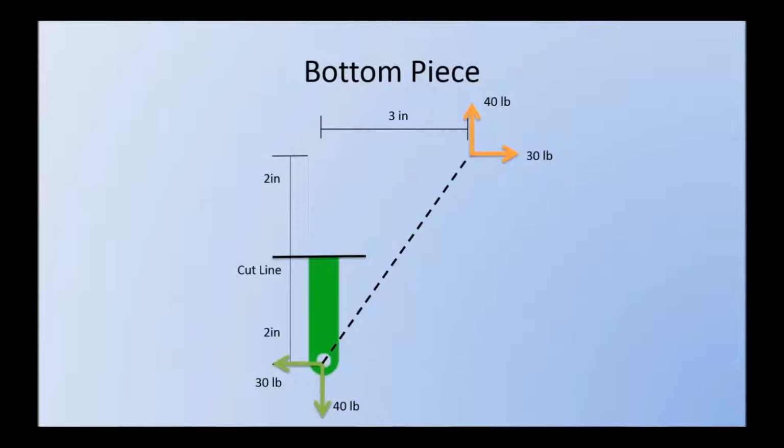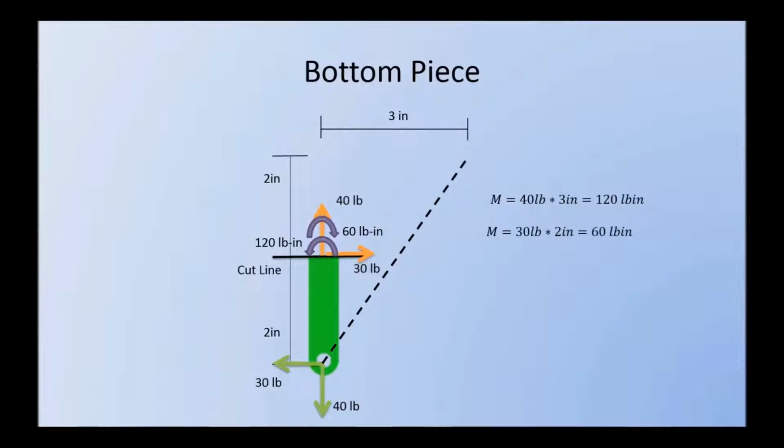So let's take a look at the bottom piece first. So once again, here are the forces from the previous slide, and the green portion, that is the bottom piece we're looking at. Now, we're going to move the forces from the other side to that location. Now by moving that 40-pound force, we've induced a 120-pound-inch moment, shown there. And then by moving the 30-pound force, we have a 60-pound-inch moment, with calculations shown on the right. Now we can consolidate these into an overall 60-pound-inch moment going counterclockwise, as shown there by the purple arrow.